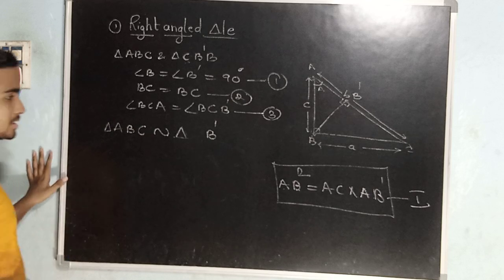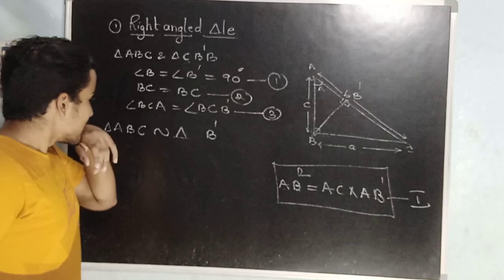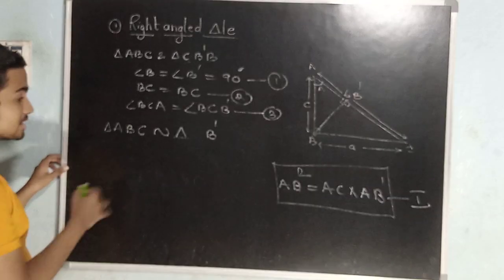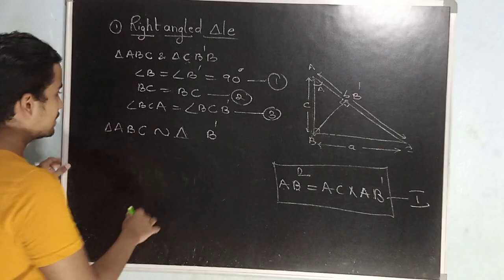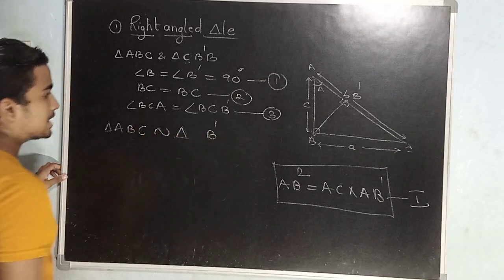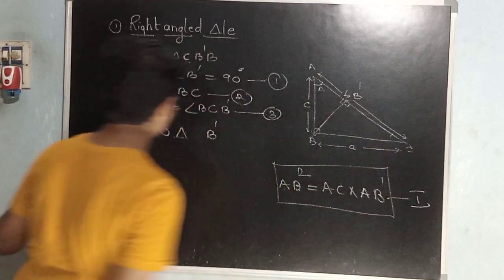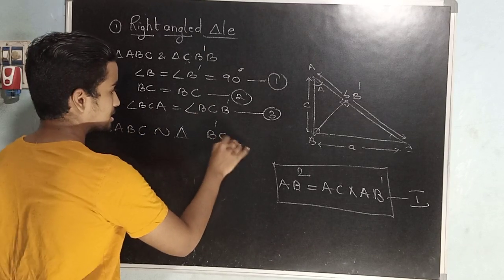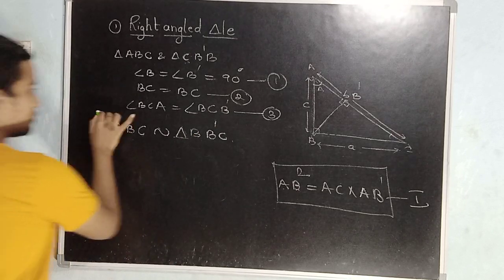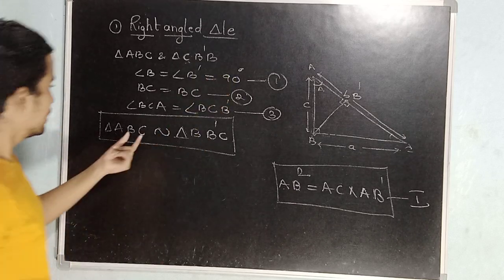Here, in representing the similarity, the final result will also show us that the ratio of their corresponding sides is a constant. In that way, we need to represent the final result. That's what I'm trying for. Triangle ABC is similar to triangle B dash BC. Here angle C is common, right? B dash CB, okay, this is our final result. Angle B and angle B dash both are equal to 90 degrees.